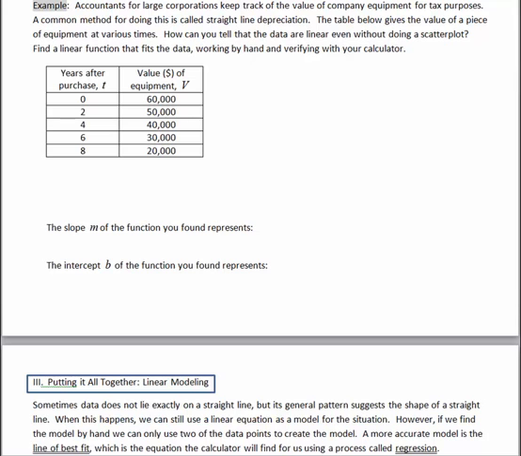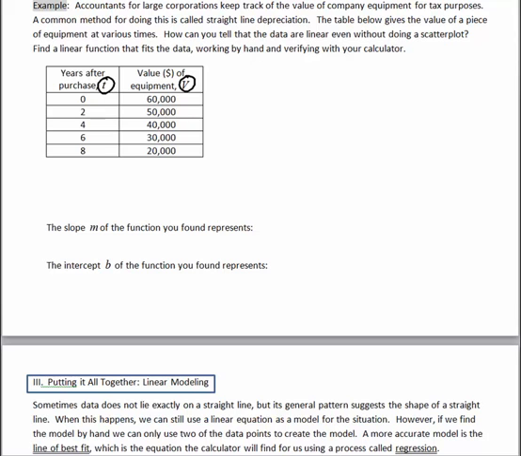All right, so let's look at the next example. In this problem, it says accountants for large corporations keep track of the value of company equipment for tax purposes. A common method for doing this is called straight-line depreciation. In our table, we see some values of T, that is how many years it's been since the equipment was purchased, and then our dependent variable is V, the value of the equipment after that length of time.